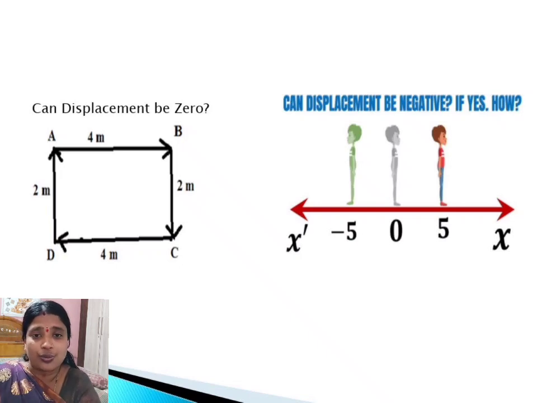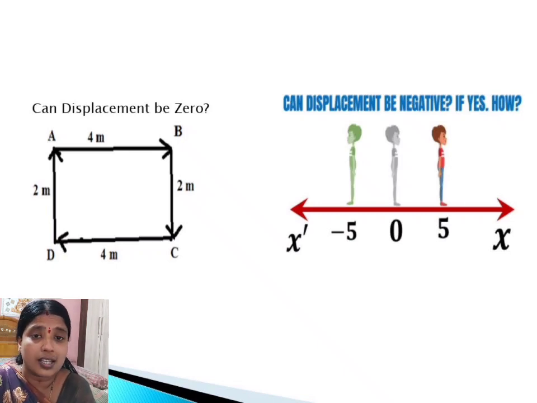Negative 1, negative 2, negative 3, negative 4, negative 5. Okay. So in that way, if you see, the boy will reach negative 5. So the displacement traveled by that boy will be 0 to negative 5, that is negative 5. Okay. So in this case, displacement is negative.